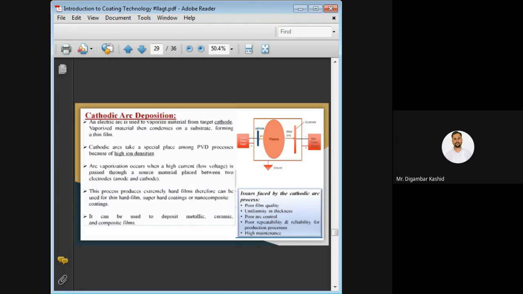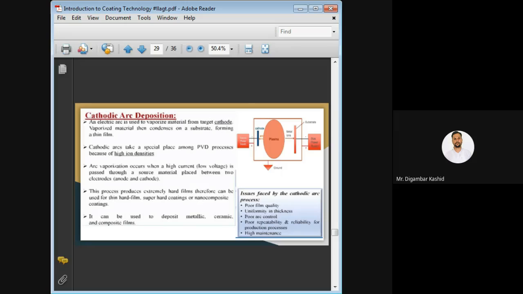The issues faced during this cathodic arc process: we are getting poor film quality, poor uniformity in thickness control, poor repeatability and reliability for the production process. We require high maintenance. So these are the issues regarding this process also.